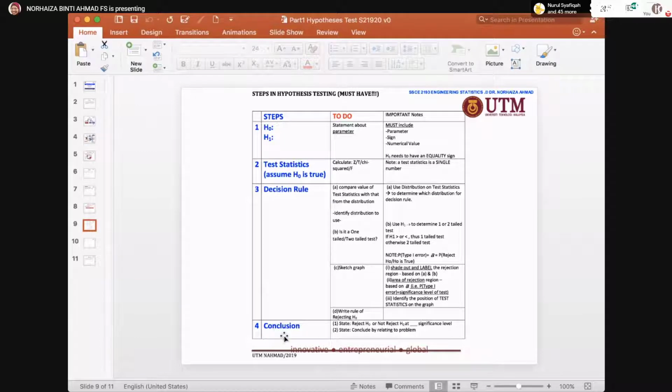And the fourth one is the conclusion. I will walk you through how to do all these steps. By the way, inside this procedure, I have already outlined what is required at each step. We're going to do it on the whiteboard again.